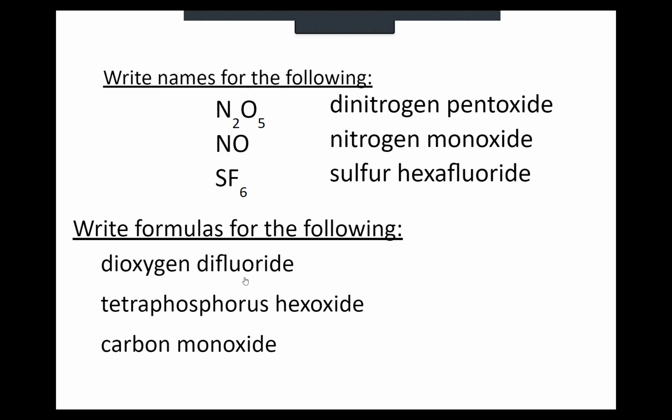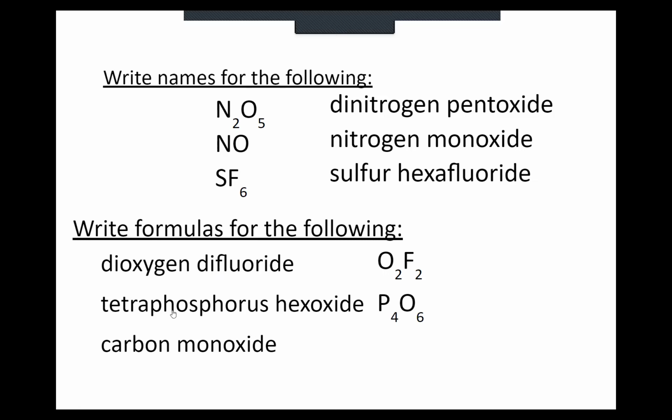All right, next task. They're giving us 3 names, and we're asked to write formulas. Notice that in all of these names, there are prefixes. See the di in the first one, tetra and hexa in the second one, and in the third one, mono is the prefix. Okay, if you know your prefixes, this one's pretty straightforward. Dioxygen, that's O2. Difluoride, that's F2, and that's it. You don't need to reduce the ratio of atoms in this compound. You just write whatever you see as indicated by the prefixes.